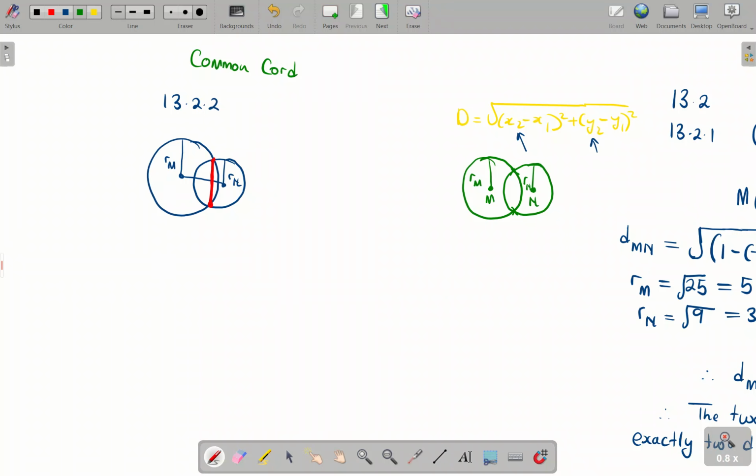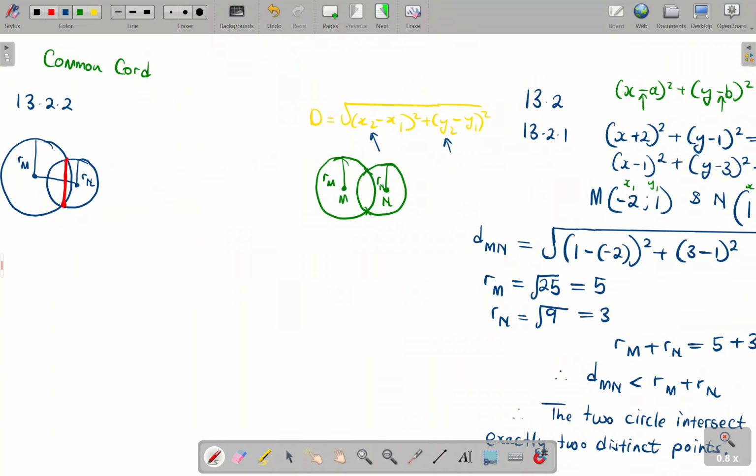What is the meaning of common chord, guys? It means they share the same what? They share the same chord. So if you have to check, the bigger circle and the small circle, they share the same chord. This one in red. Yeah? They share what? The same chord.